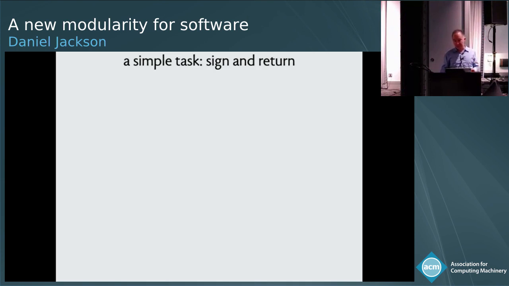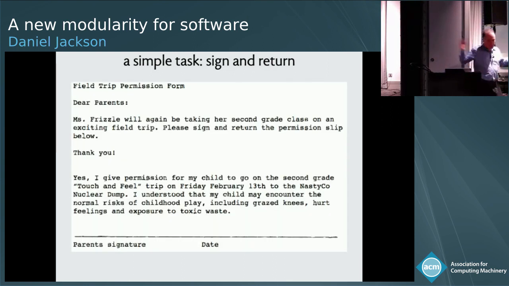It's hard to remember that this kind of thing would ever happen, before the days of Google Forms. But people actually used to send you forms that were on paper to sign. And a typical form we'd get was something saying, our kids are going on a school outing, we're going to the touch and feel trip to the Nasty Co nuclear dump, and please sign this form saying you understand that your child will be exposed to the normal kind of risks of childhood play and exposure to toxic waste and so on. And invariably, the school would send this by email. They were very modern, and they'd ask this to be signed and returned.